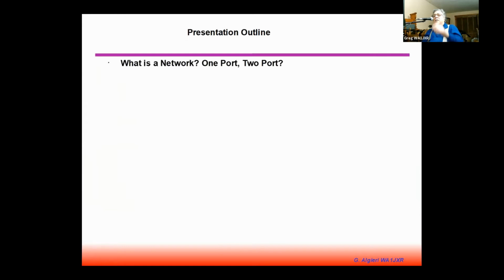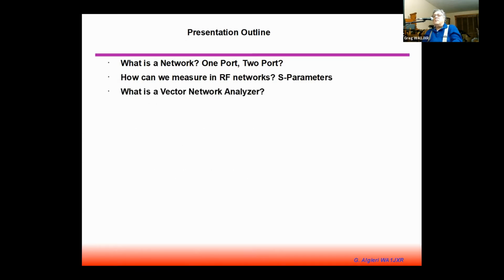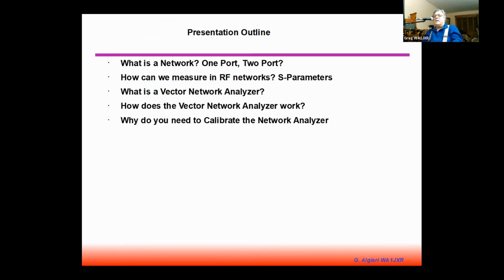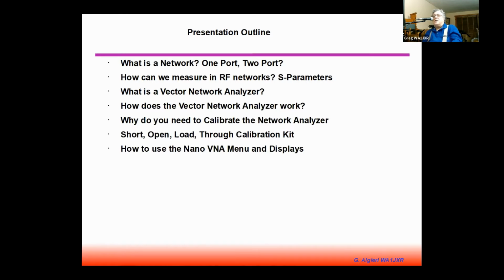and what we're going to talk about is first of all, what is a network? It's called a Vector Network Analyzer. So we'll talk about what is a network, one-port and two-port types. We're going to talk about how can we measure RF networks and a little bit about something called S parameters. We'll talk about what is a vector network analyzer, how does a vector network analyzer work, why do you need to calibrate the network analyzer, the short open load through calibration kit, how to use the Nano VNA.